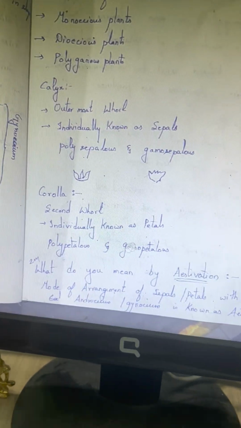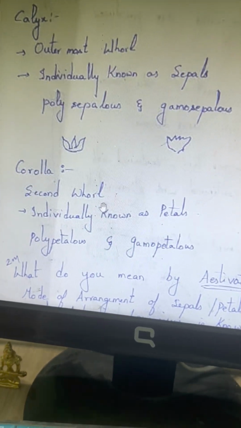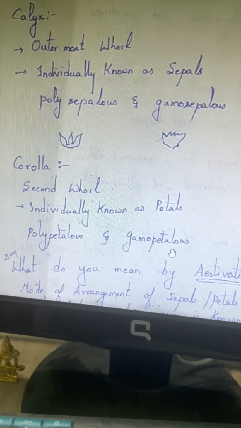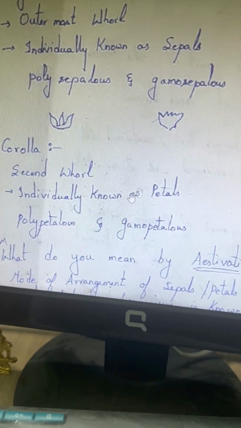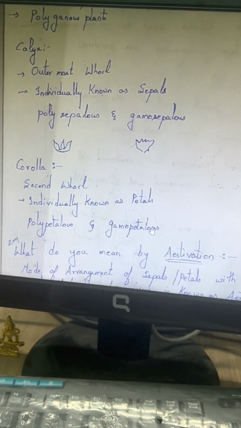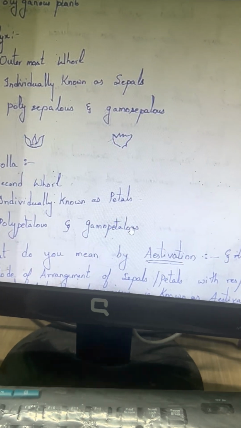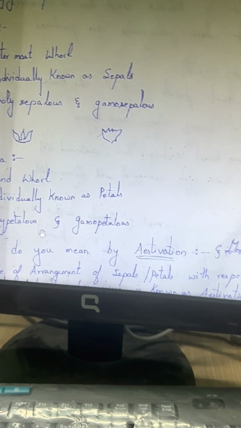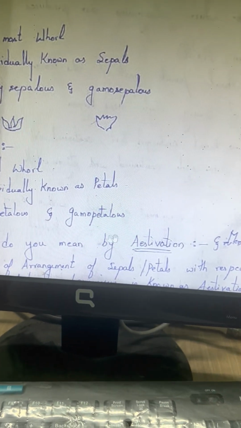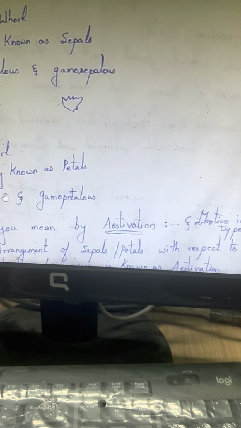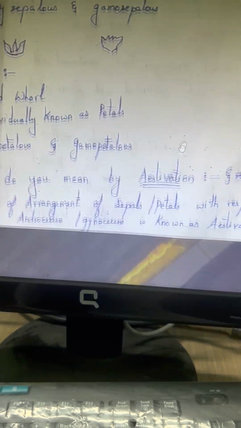Next comes the second whorl, that is the corolla. The second whorl is individually known as petals. You know about petals, right? If the petals are fused, in Telugu, for some flowers we say mudda mandaram, raka mandaram. Raka means polypetalous, where all the petals are separately arranged, whereas gamopetalous means all the petals are fused.